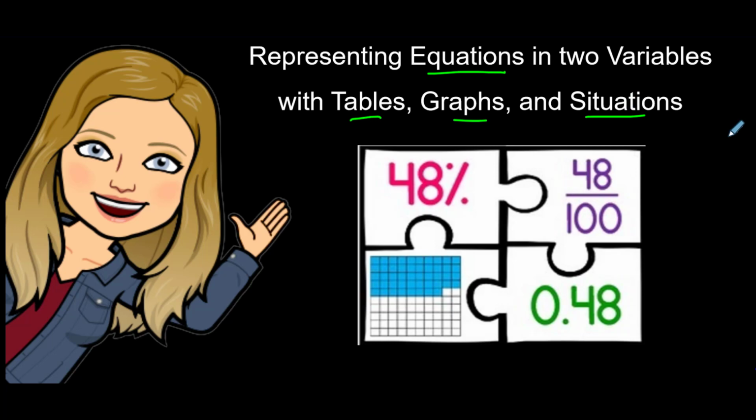Well, I just want to remind you really quick before we jump into equations that you've done this before. Think back to fractions, percents, decimals, and hundreds charts. Here is a great example of how these are four different ways that you can represent the same content. That is what we are going to learn how to do with equations, tables, graphs, and situations. So let's jump into it.